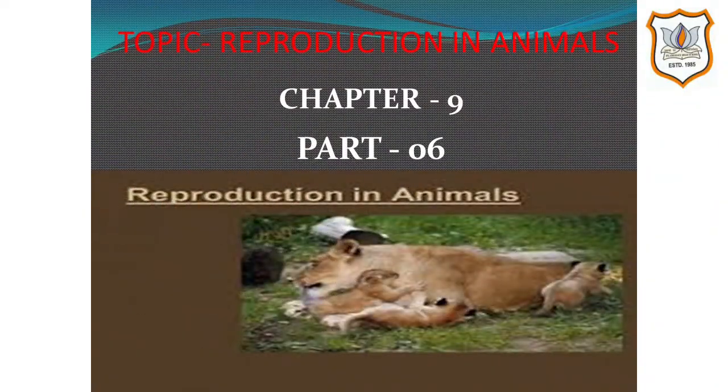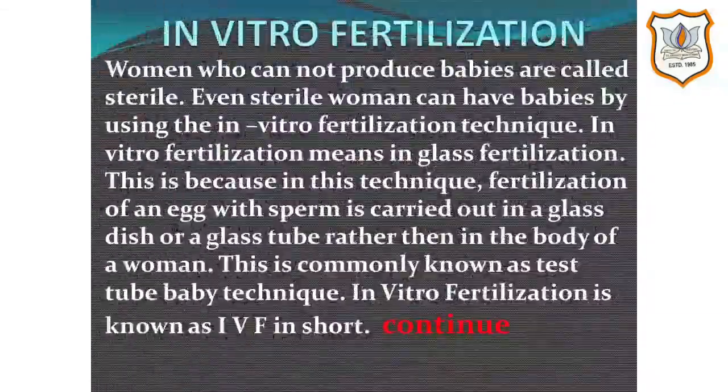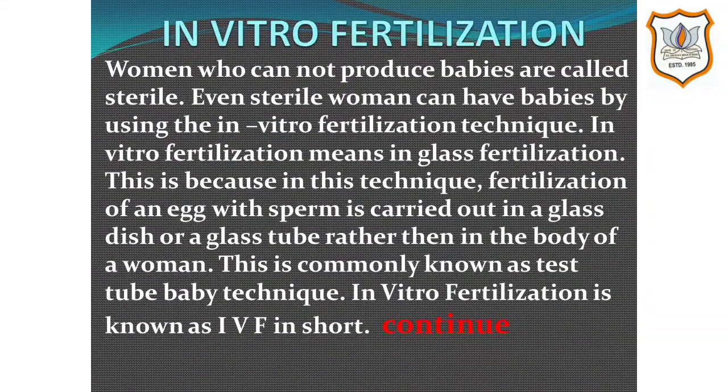Students, today we are going to start part 6 of chapter number 9, Reproduction in Animals. Students, this is the last part of this chapter. Our first topic is in vitro fertilization.